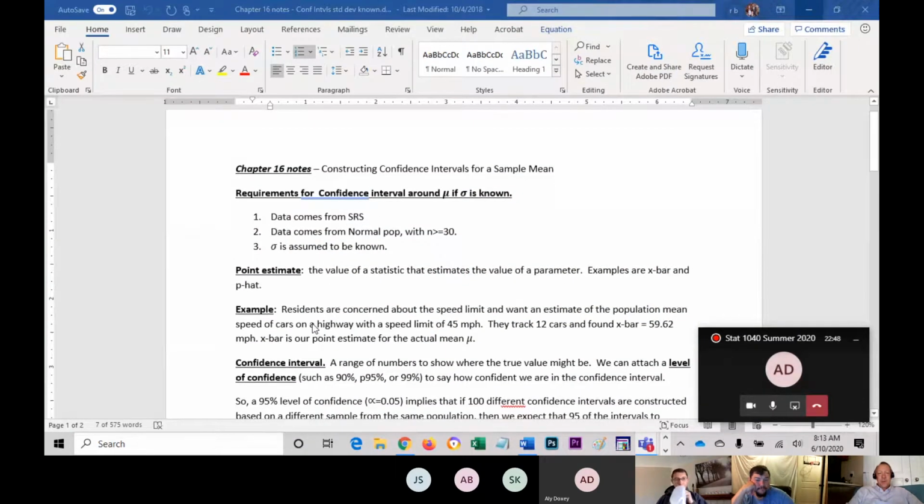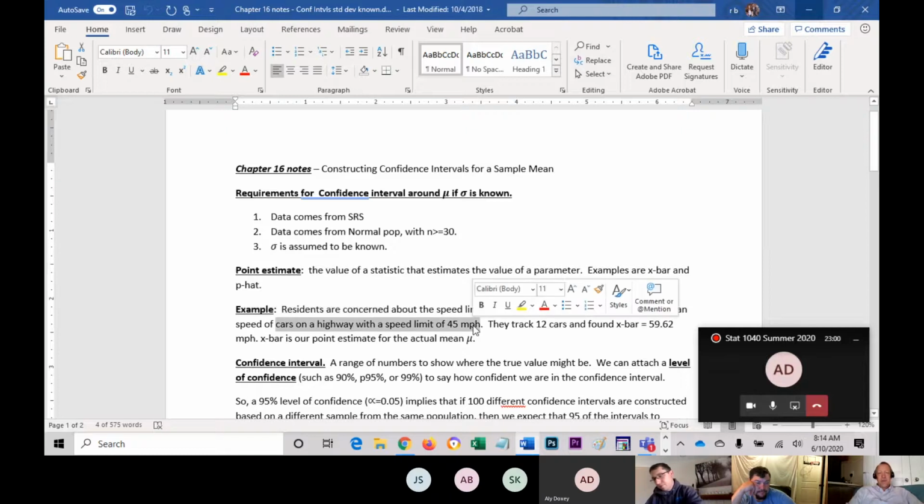So we'll do our first example. Residents are concerned about the speed limit and they want to estimate the population mean of speeds of cars on a highway with a speed limit of 45 miles per hour. They tracked 12 cars and found x bar equal to 59.62. So in this case, x bar is our point estimate.